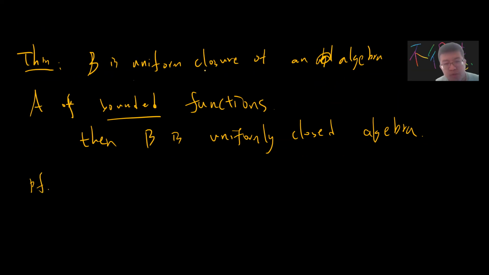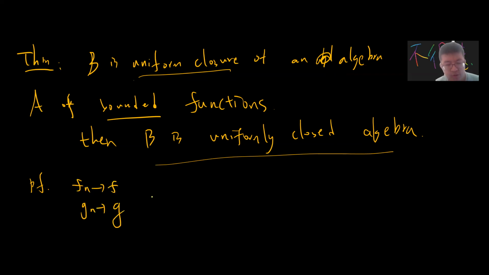So let's just say that B is the uniform closure of the algebra A. You collect all the bounded functions and say this is A, which is an algebra, and B is the uniform closure of such an algebra, so B is a uniformly closed algebra. The key idea is that you just need to prove that if Fn converges uniformly to F and Gn converges uniformly to G, then F plus G is in B, FG is in B, and cF is in B.